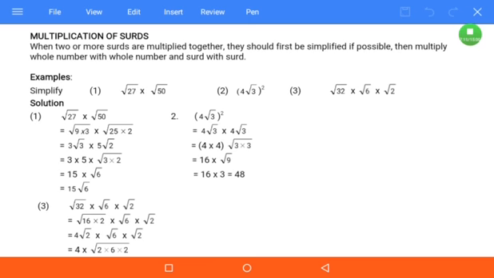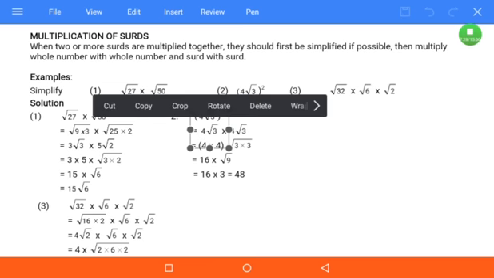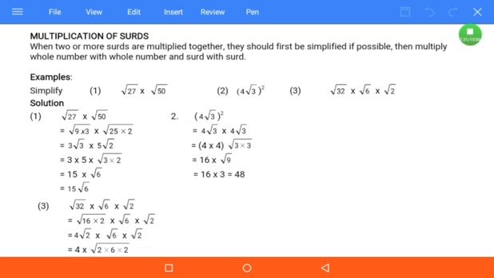The next one is 4 root 3 all squared. When you see any number having a square, it means multiply the number by itself. So what you're going to do is this. You say 4 root 3 times 4 root 3. And of course, you multiply the whole number by whole number and root by root. So you have 4 times 4, that will give us 16. Then root 3 times root 3 will give us 3, like I said before. Root 3 times root 3 means 3 times 3 in the square root, that will give us root 9. Square root of 9 will give us 3.